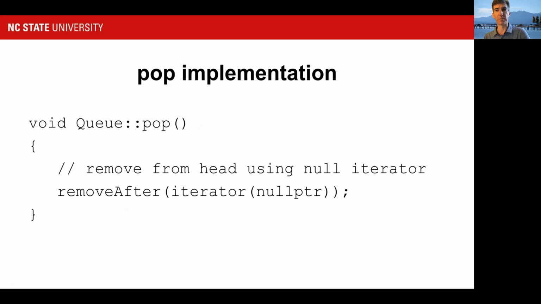Okay, likewise for pop. When we appended, we added to the tail of the list, and now when we pop, we're going to remove from the front of the queue, from the front of the list, and we can do that using remove after by passing in a null iterator. And so we just call the remove after member function.